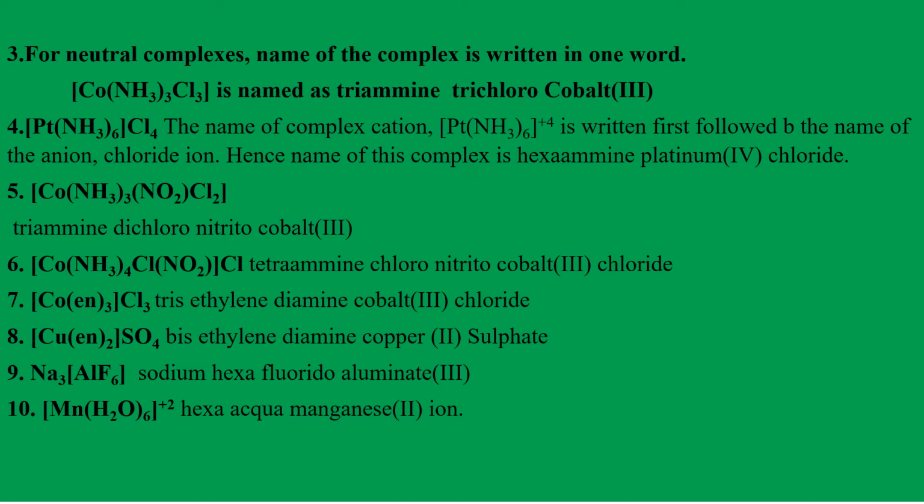How is it named? First of all, how many ligands are there? One is amine, NH3, and the other one is the chloro group. So two ligands are here. Ligands should be named in alphabetical order. So A comes first, C comes next. Hence it is named as triamine, as there are three NH3 groups, then trichloro cobalt 3. Again 3 is the oxidation state of cobalt.